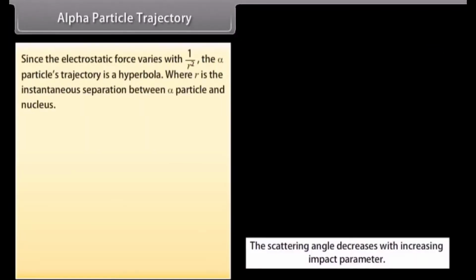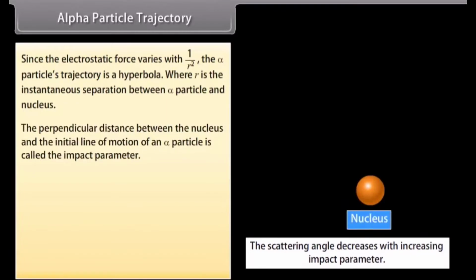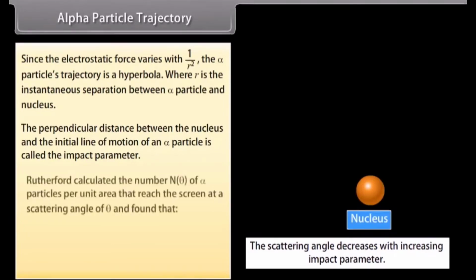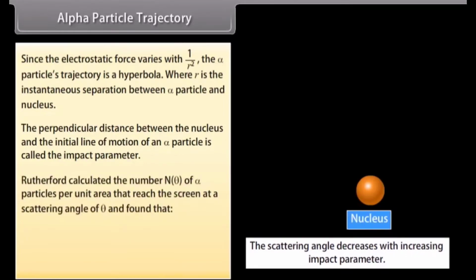Alpha particle trajectory. Since the electrostatic force varies with 1/r², the alpha particle's trajectory is a hyperbola, where r is the instantaneous separation between the alpha particle and the nucleus. The perpendicular distance between the nucleus and the initial line of motion of an alpha particle is called the impact parameter. Rutherford calculated the number N(θ) of alpha particles per unit area that reach the screen at a scattering angle of θ and found that N(θ) is inversely proportional to sin⁴(θ/2).